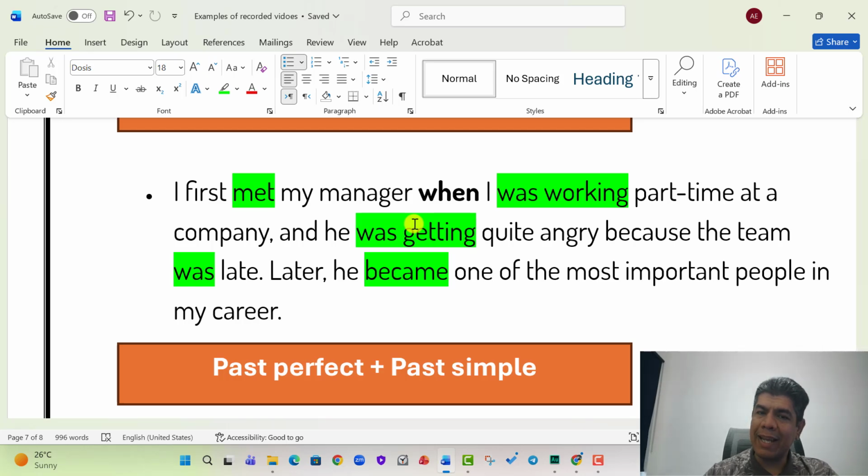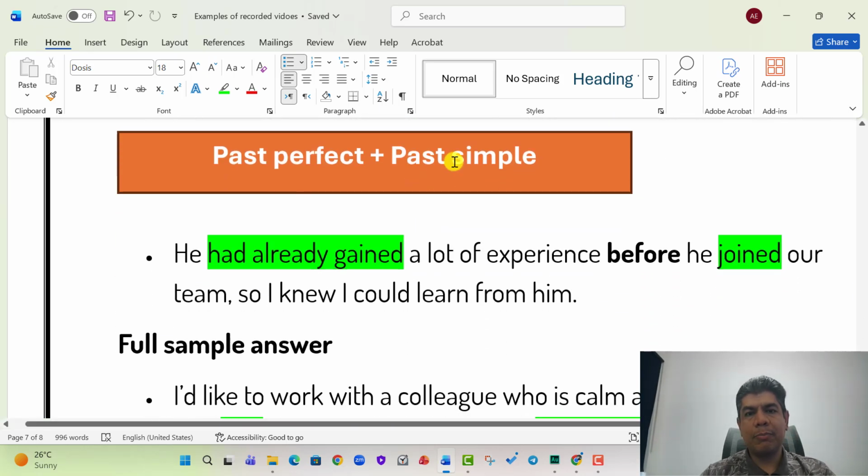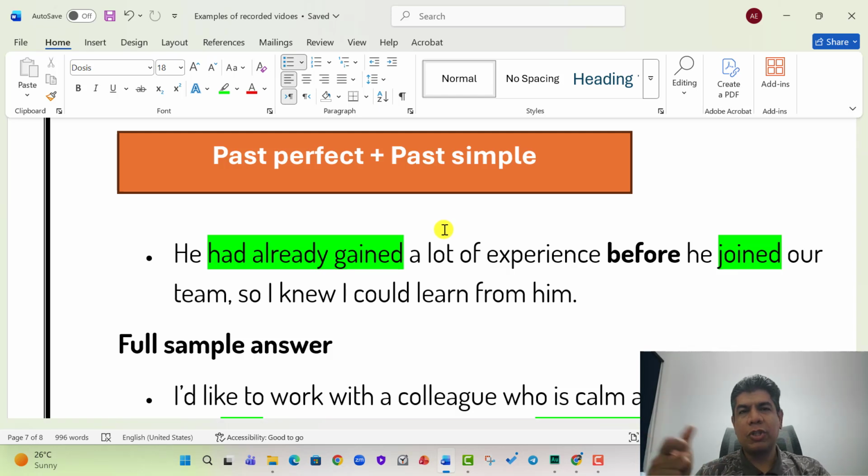Now let's move on to the second box. Past perfect plus past simple. He had already gained a lot of experience before he joined our team, so I knew I could learn from him. Remember, past perfect always accompanies past simple because in that scenario, it clarifies the sequence of events. Okay? And remember to use a variety of grammatical structures from basic to advanced. Unfortunately, most of the students only focus on using fancy grammatical structures, and this could be one of the biggest mistakes that they can make in the test.